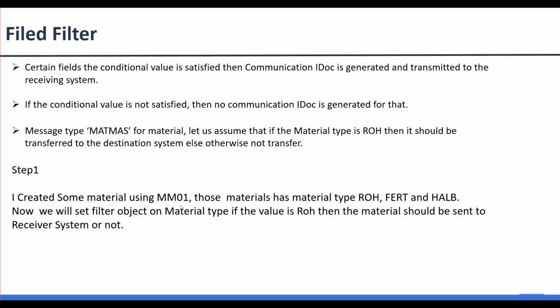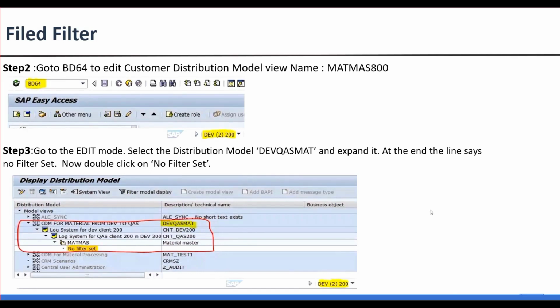What are the steps involved while sending the data using the field filter? We'll see the detailed information. In our previous video, we already explained BD64, that is the distribution model view, used to distribute the data. I have run the transaction code BD64, and this is my model view name. Here I have entered my model view name. Here you can see my sender system, my receiver system, and the message type.